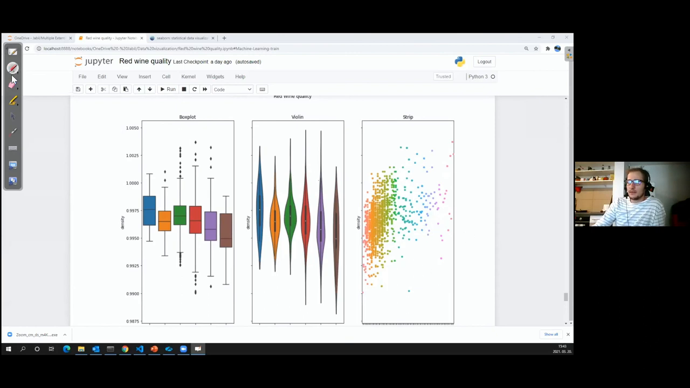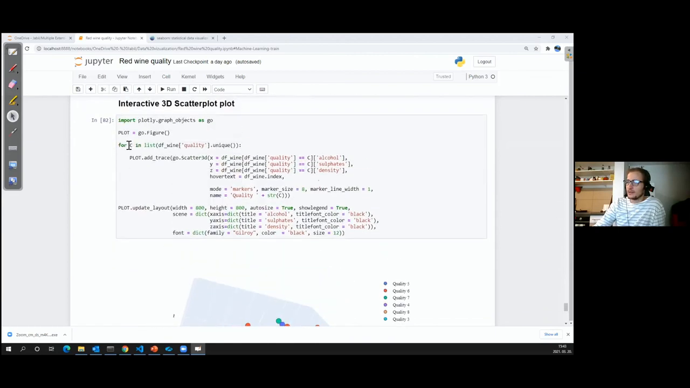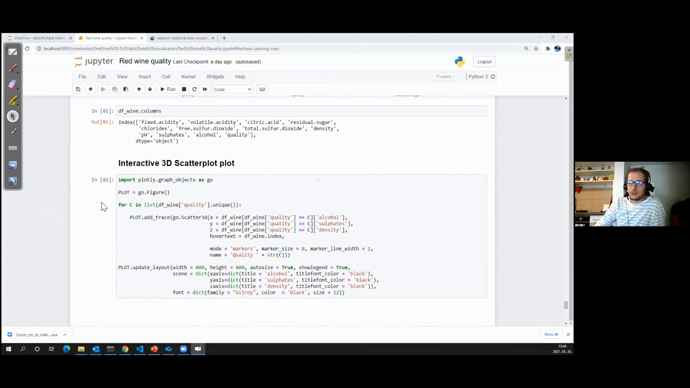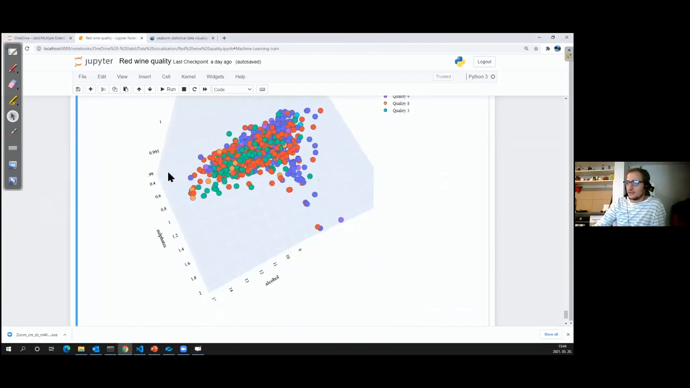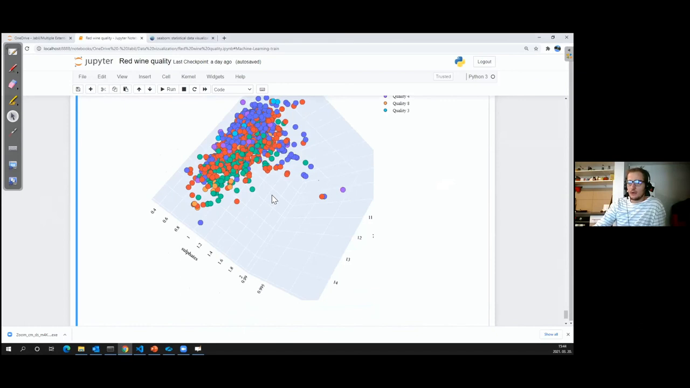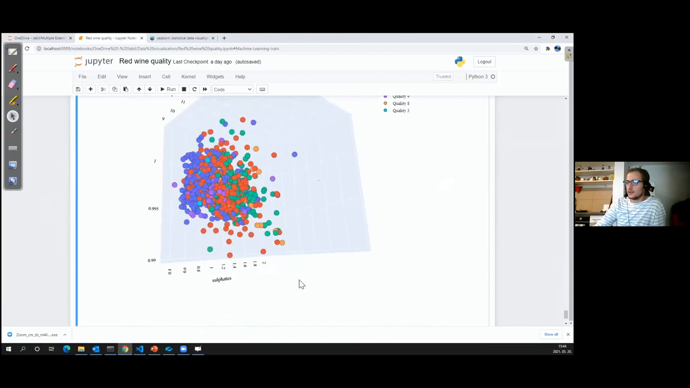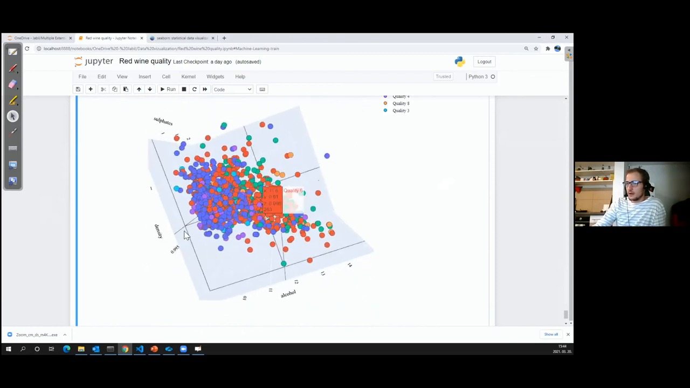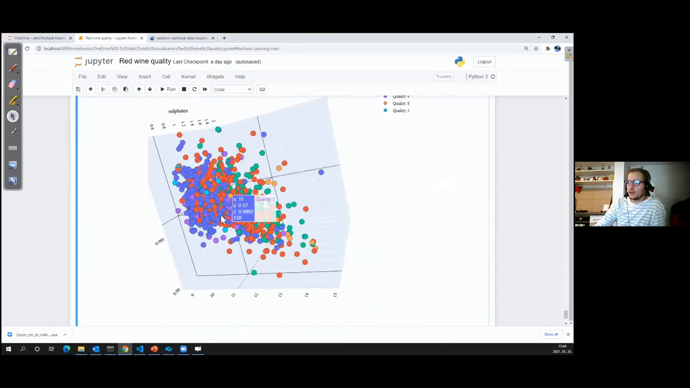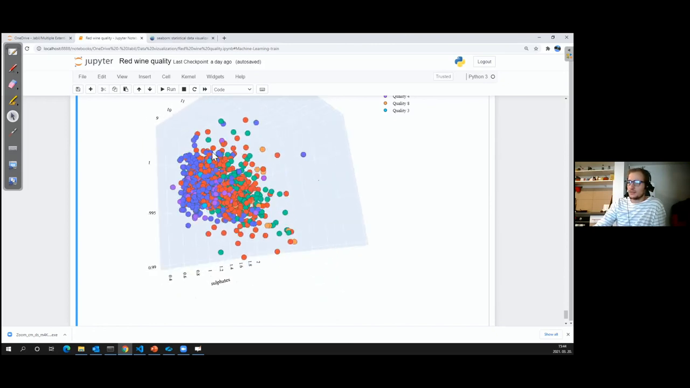And at the end, let me show you a really fancy, really Gucci plot for you. And this is the Plotly library. I would like to show you a 3D scatter plot, which is an interactive visualization library. You can see the different axes, sulfates, alcohol, and what is the third one? Density. And how the different wines in our data are placed in that 3D coordinate system.